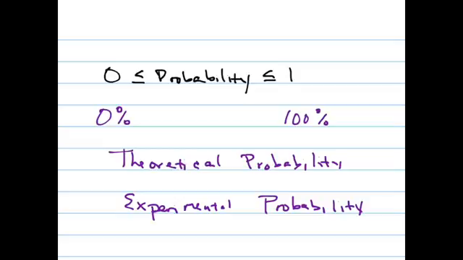Now, if I actually sat here and flipped a coin 50 times, I might actually come up with 30 heads. That would be the experimental probability. That would be that I actually walk this out and figure out how many I actually get. So theoretical is just knowledge. Theoretical is what should happen. Experimental is when you actually walk it out, what actually does happen.